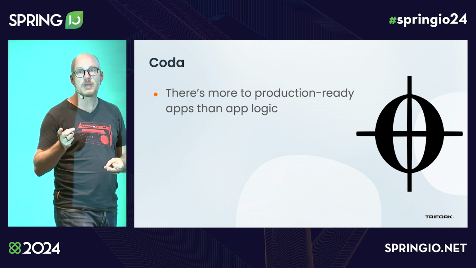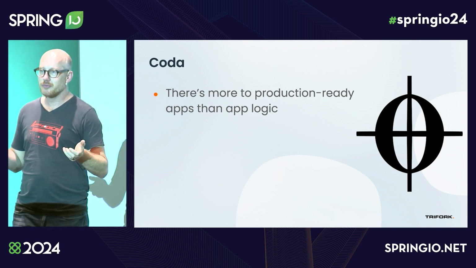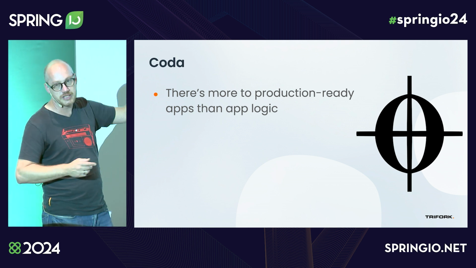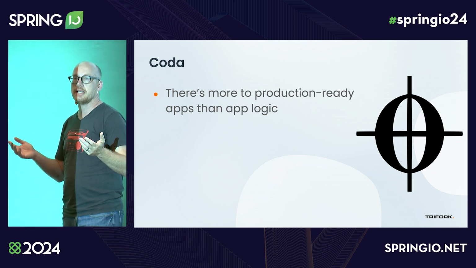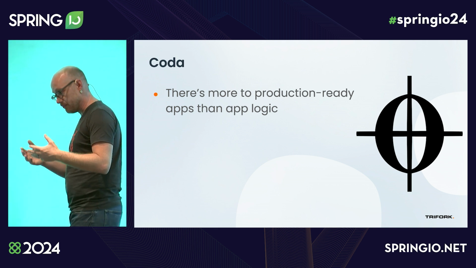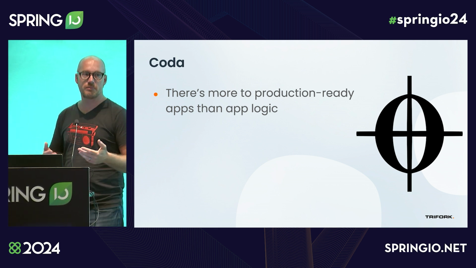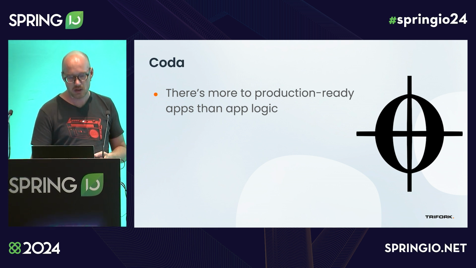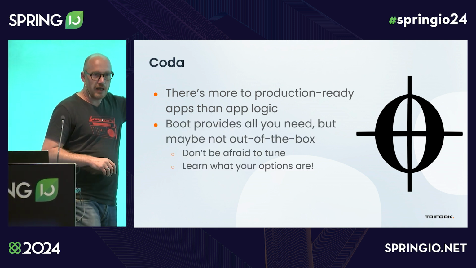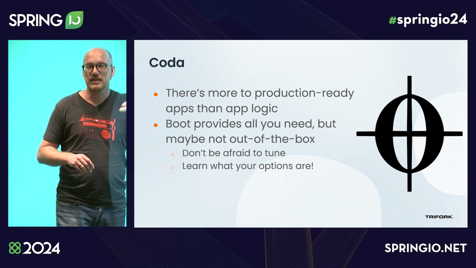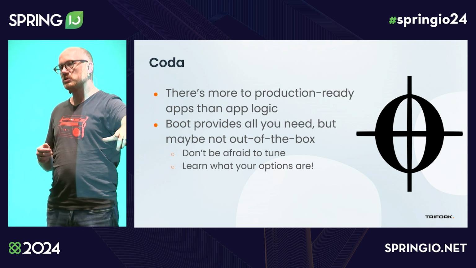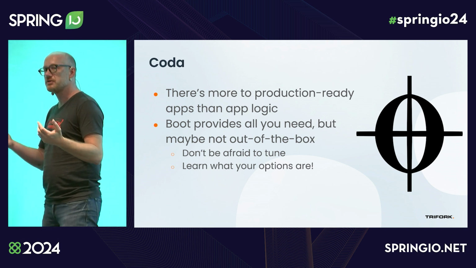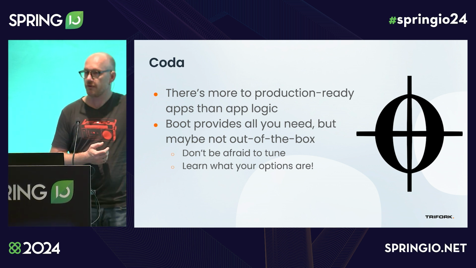So what I want to leave you with before we start the drinks is that there's more to building production-ready apps than just implementing functional application logic, right? That is important, but you typically need more to create something that actually is manageable and maintainable in a production situation. And Boot is a great framework for this, but that doesn't necessarily mean that the default out-of-the-box behavior does everything exactly as you want it to, right? It's a framework for a reason. Everything is configurable, so don't be afraid to tune this stuff, right?